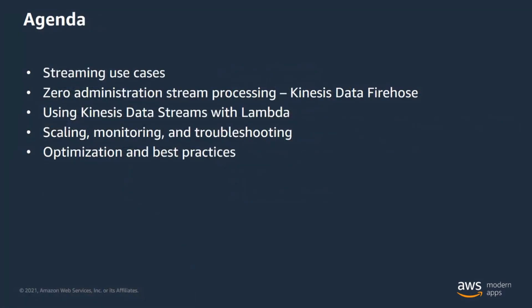Today we're talking about processing streaming data with AWS Lambda. In this session, I'll cover 5 topics. First, I'll talk about streaming use cases and briefly explain the different Kinesis services. Then I'll show how you can build zero administration stream processing with Kinesis Data Firehose. Lambda is a really important service for processing streaming data, so I'll talk about how to use it for on-demand compute with Kinesis data streams. In production systems, it's important to know how to scale, monitor, and troubleshoot Kinesis, so I'll provide some important guidance here. And finally, I'll discuss how to optimize your Kinesis-based application and highlight some best practices.